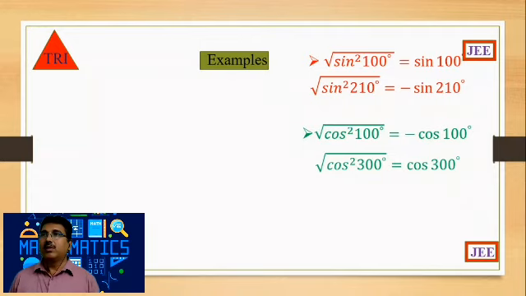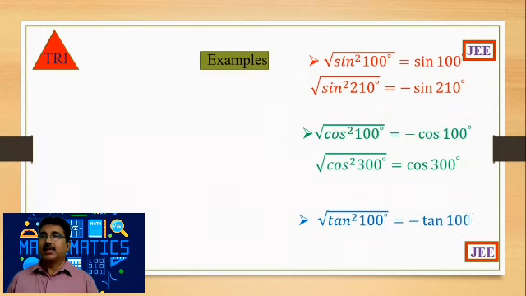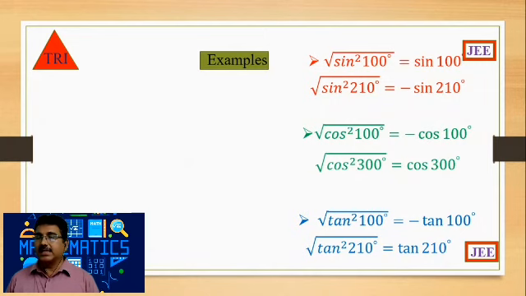Now, what is the value of root tan square 100 degrees? 100 degrees belongs to quadrant 2. In quadrant 2, tan is negative, so its value is equal to minus tan 100 degrees. Now, the value of root tan square 210 degrees is equal to tan 210 degrees, since 210 degrees belongs to the third quadrant. In the third quadrant, tan is positive.